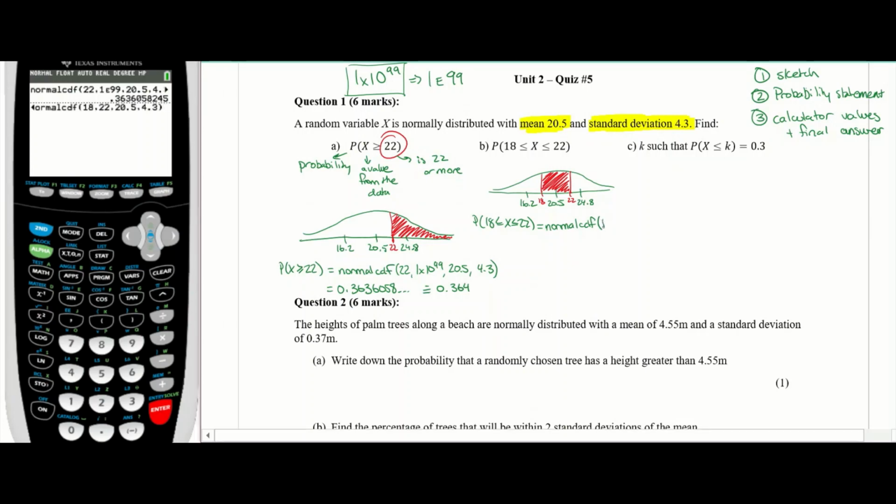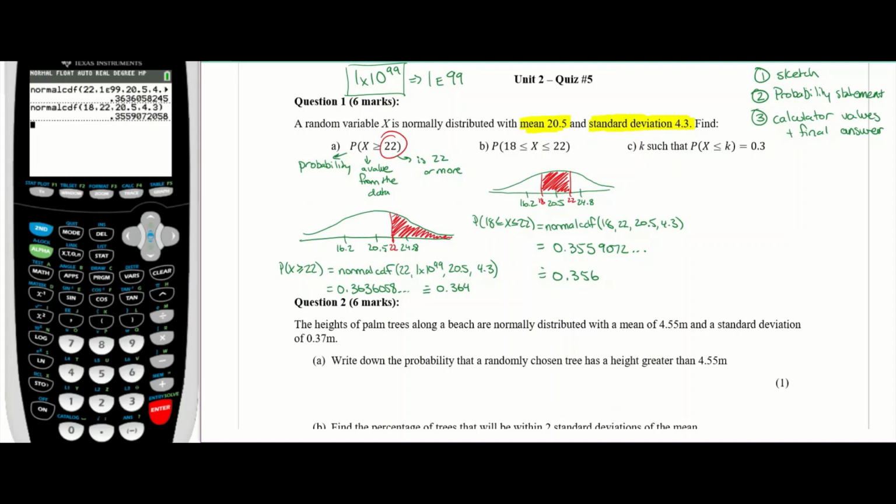I'm going to write down my calculator values. And then I'm going to write down my unrounded answer. And you can use dots to indicate that the number continues. And then I'm going to write down my rounded answer as well. So the likelihood of existing between 18 and 22 is 0.356, or 35.6% of the values will be between these two cutoff points. Okay, so those are some examples of using the normal CDF function.